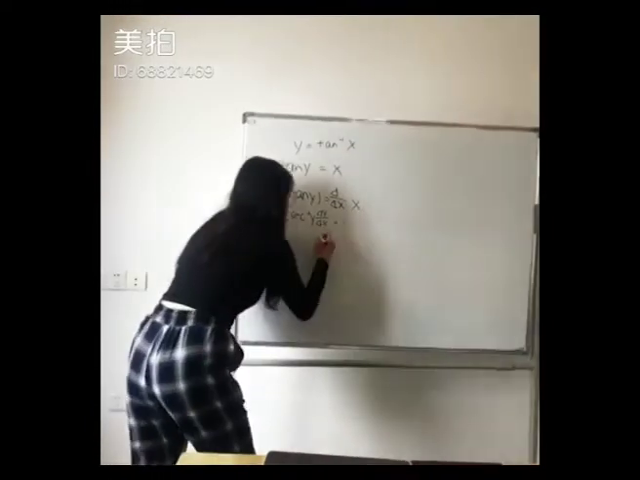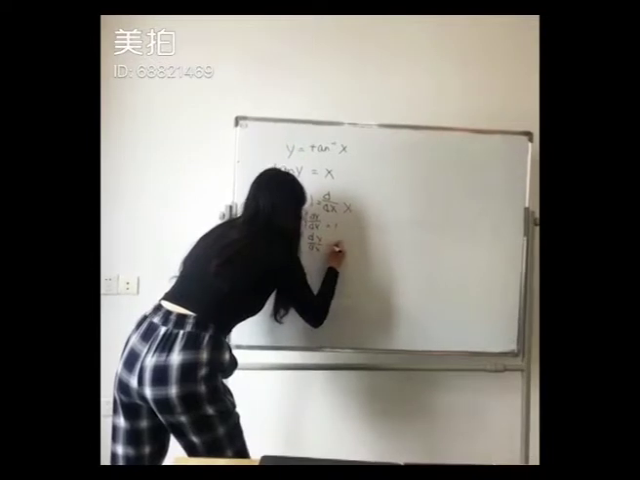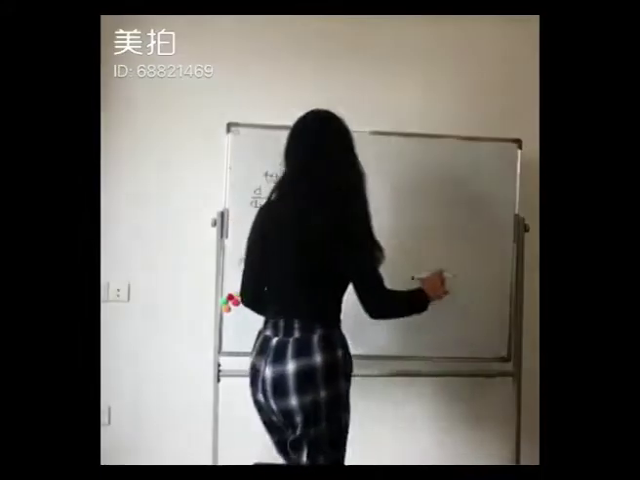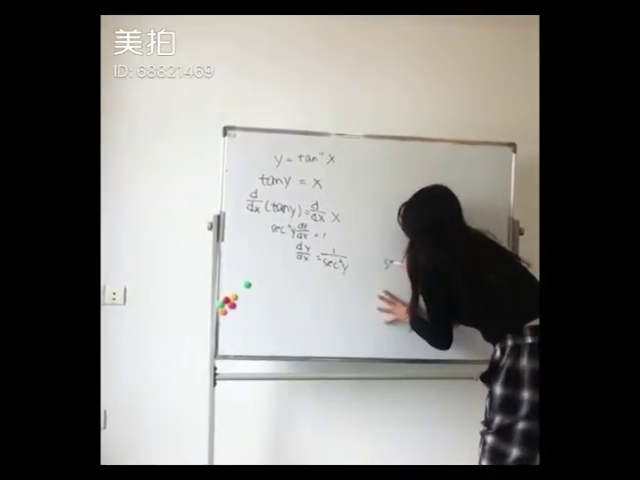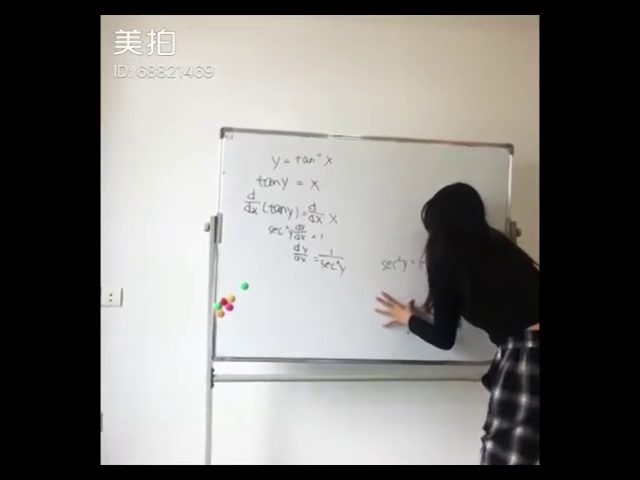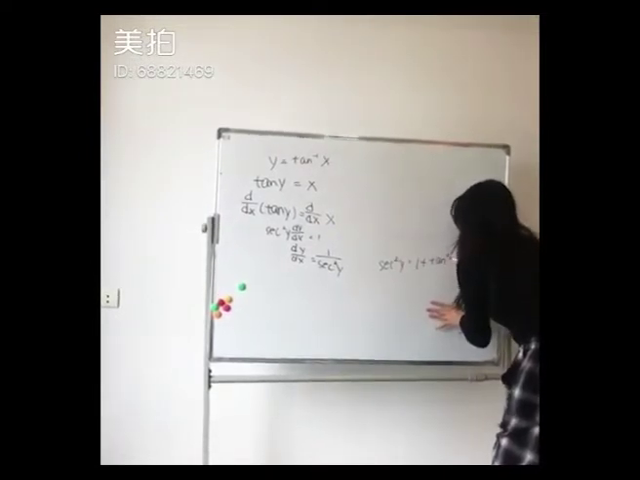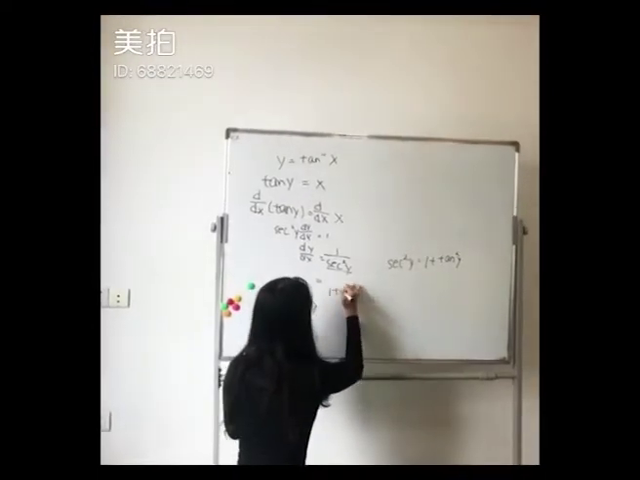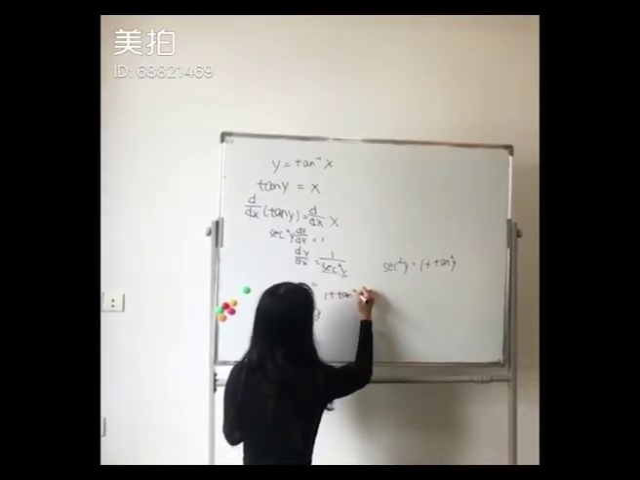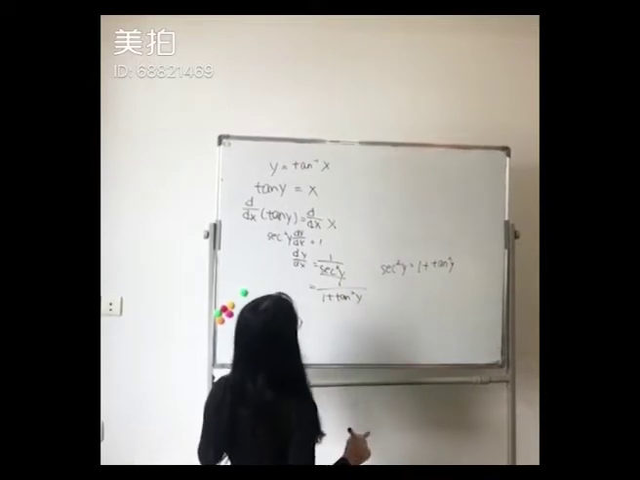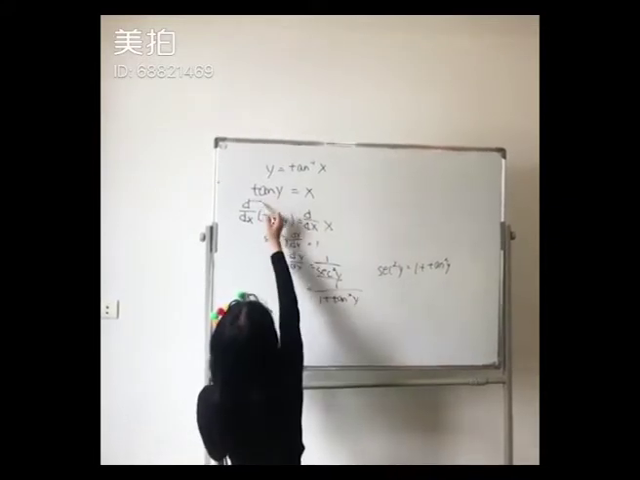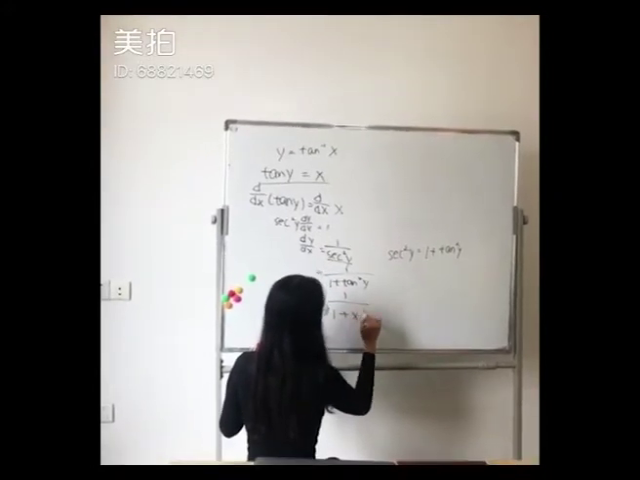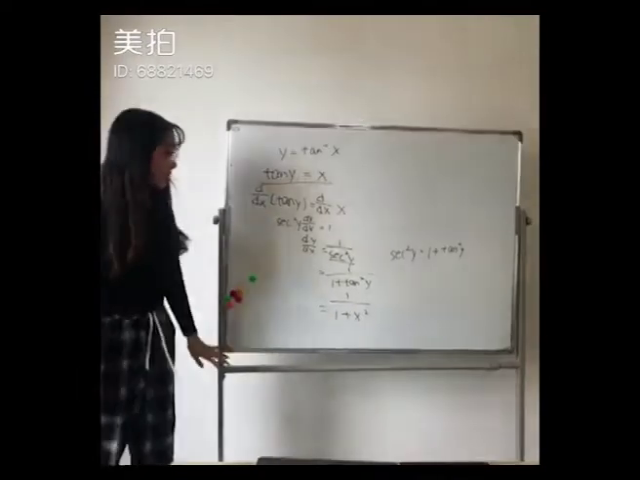And then we will get dy/dx equals 1 over secant squared y. We also know that secant squared y equals 1 plus tangent squared y, so we can replace it, giving 1 over 1 plus tangent squared y. Also, tangent y equals x, so this function can be written as 1 over 1 plus x squared.